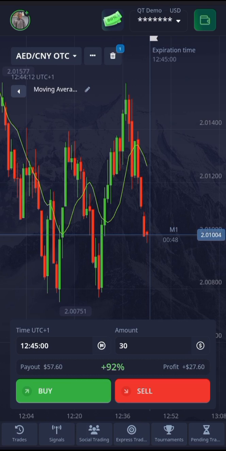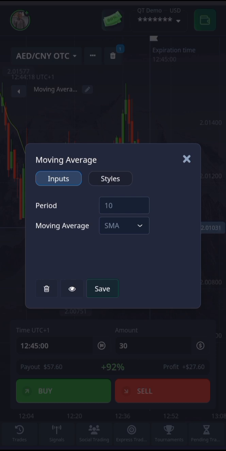So today I'm gonna be trading with the moving average. So this is the setting of my moving average. I'm using the SMA and the period is 10. So let's continue for today.